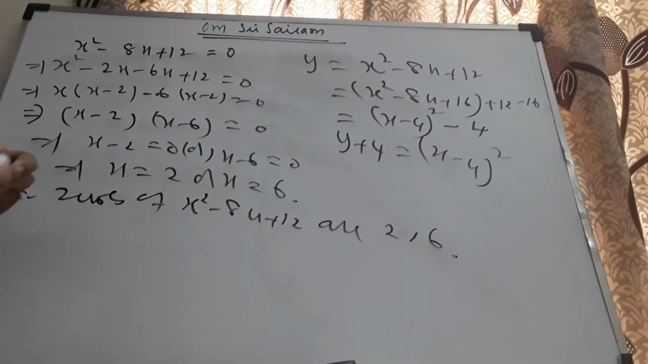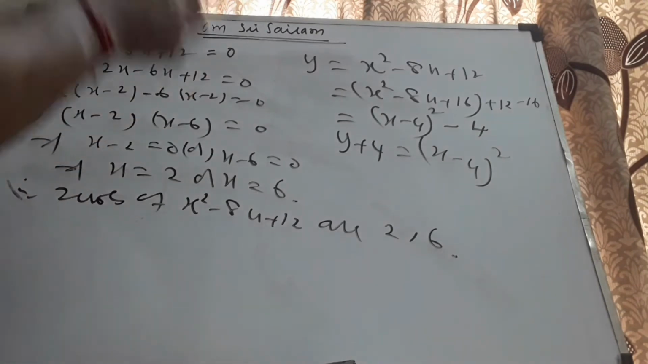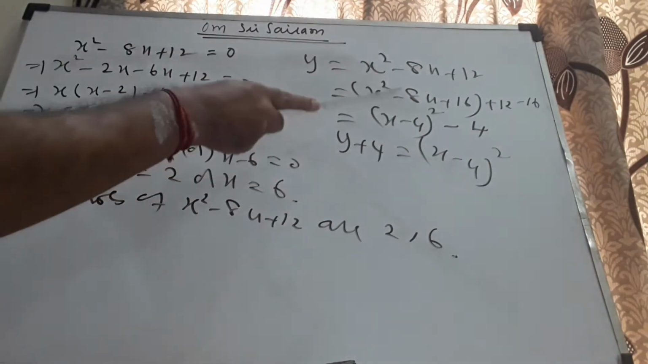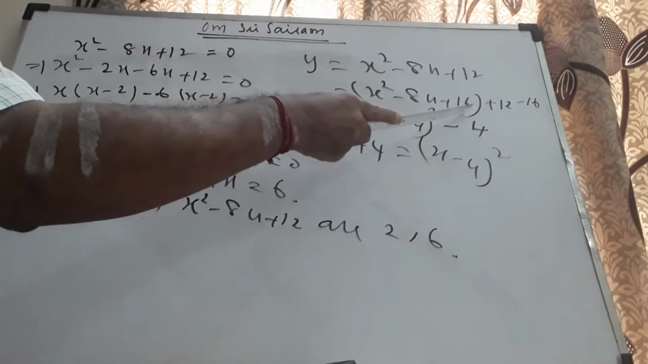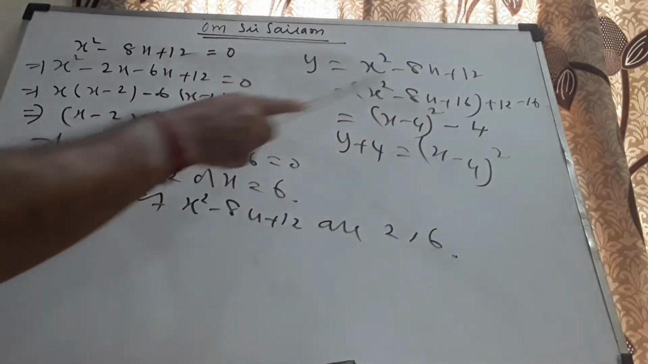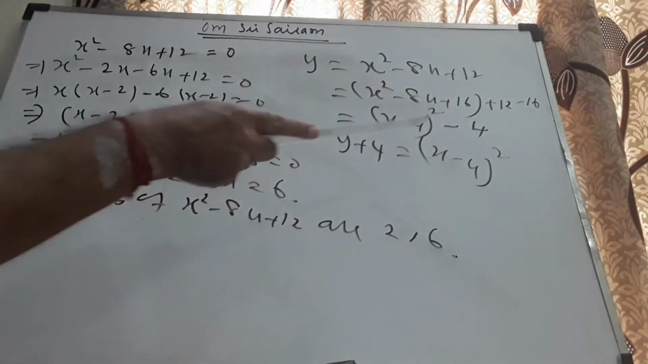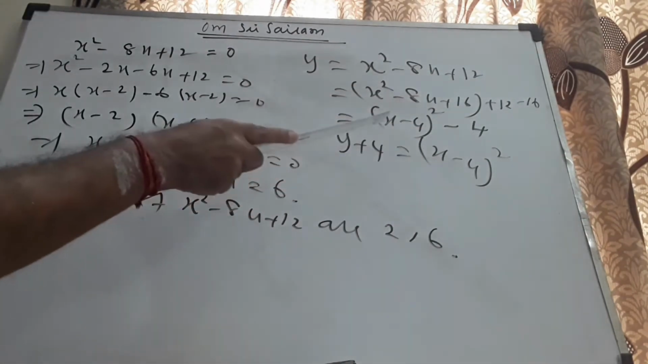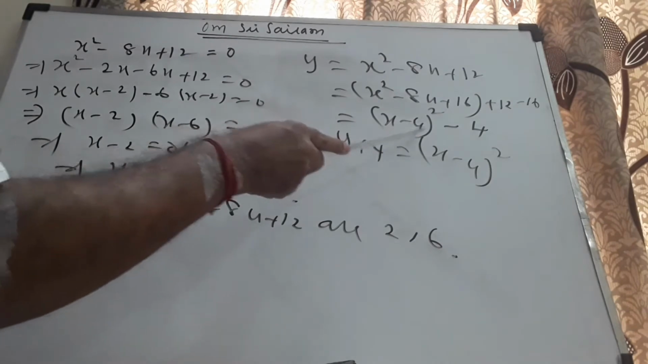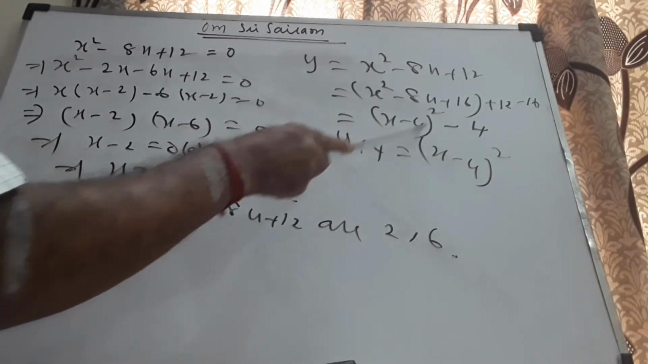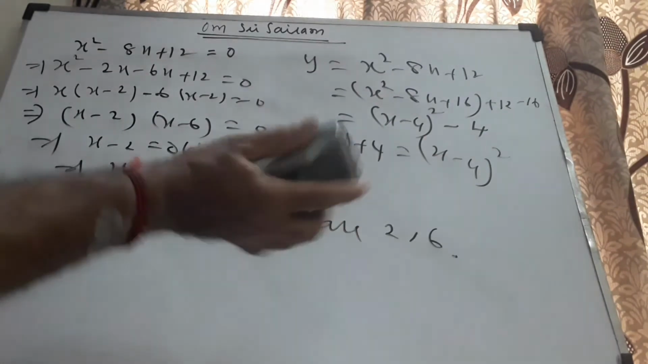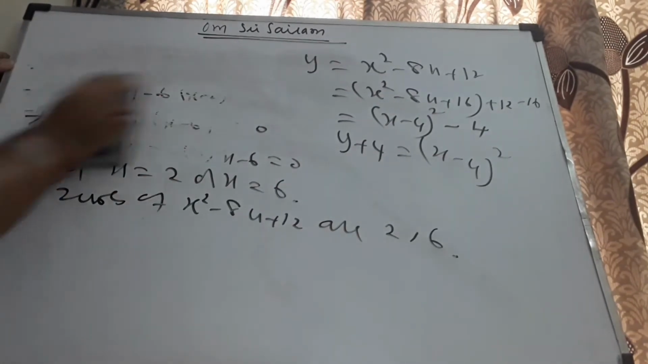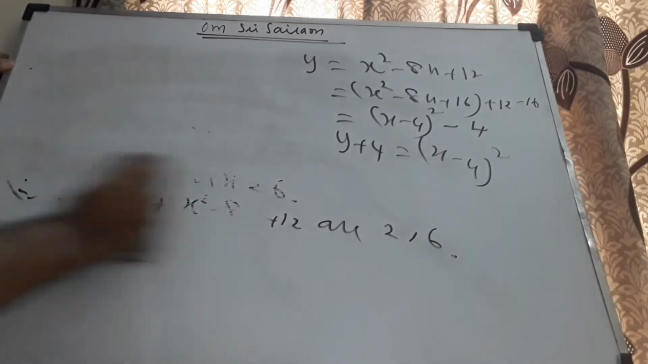Let me just repeat. You are given, I am taking it as y is equal to x square minus 8x plus 12. Now x square minus 2 into 4x becomes a perfect square by adding 16, and to compensate, subtract 16 over here. Now 12 minus 16 is minus 4. So this is x square minus 2 into 4 into x plus 4 square, which is (x minus 4) the whole square. Now this is equal to: y plus 4 is equal to (x minus 4) the whole square.